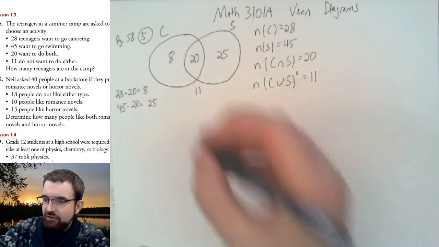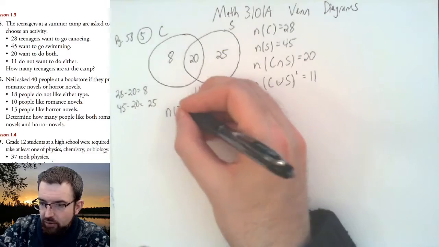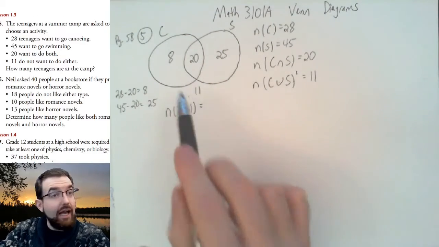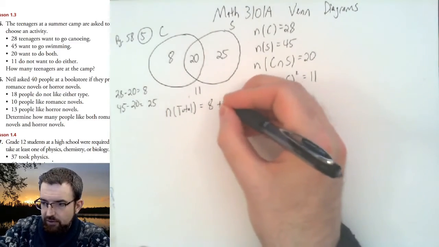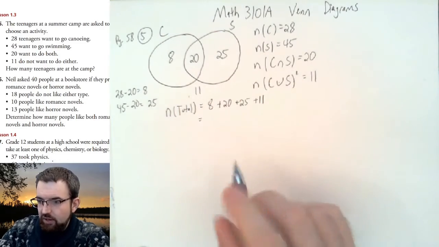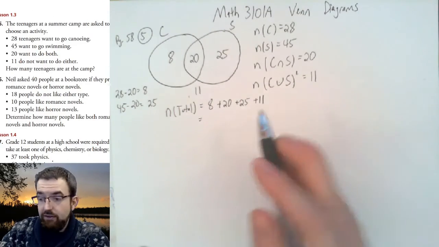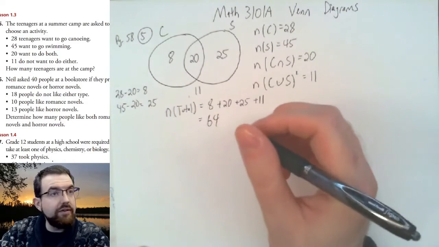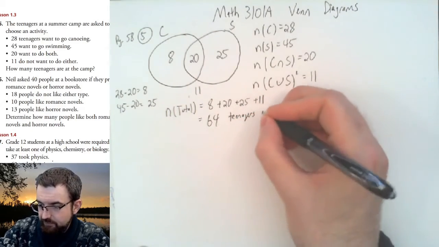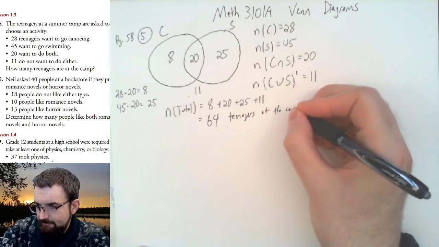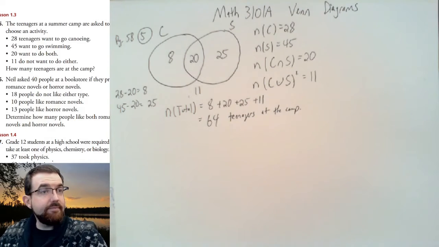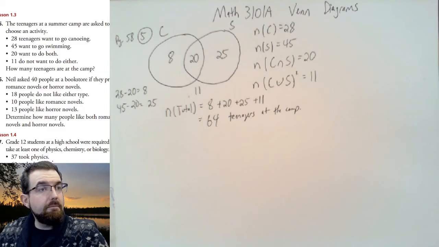right? So how many teenagers are at the camp? Well, that's going to be number of total, right? So our number total is just going to be going through and adding up these ones. It's going to be 8 plus 20 plus 25 plus 11, right? So that's 28 plus 25 is 53. 53 and 11 is 64 teenagers at the camp. Right? Okay.